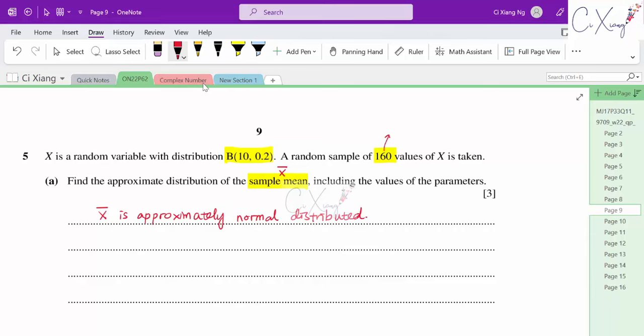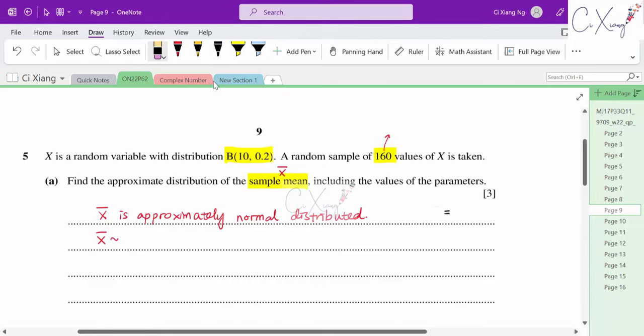Okay, and then they want us to give the value of the parameter. So to give the value for a parameter for any sampling distribution, what is the general formula? The sample mean is still equal to the population mean, which is summation of x over n, or any other formula for the sample mean. Maybe for this one, we are having binomial distributed.